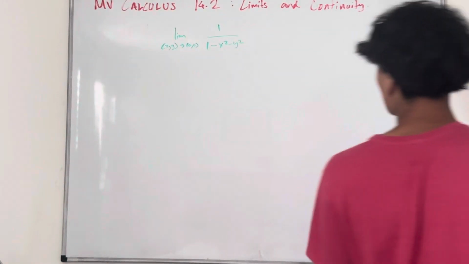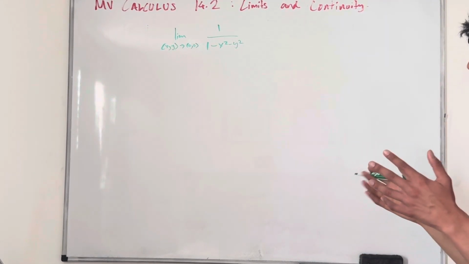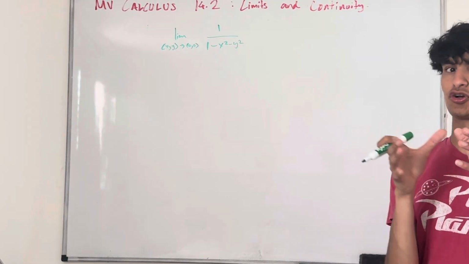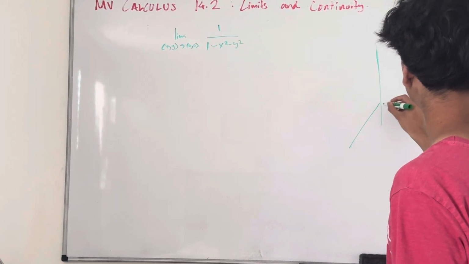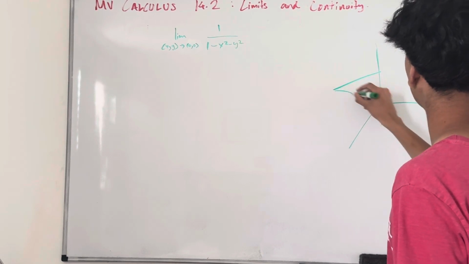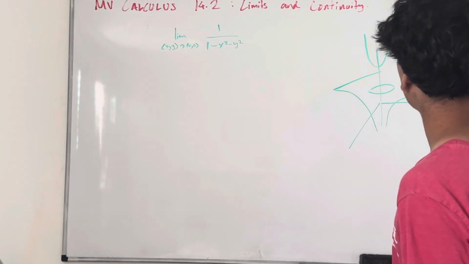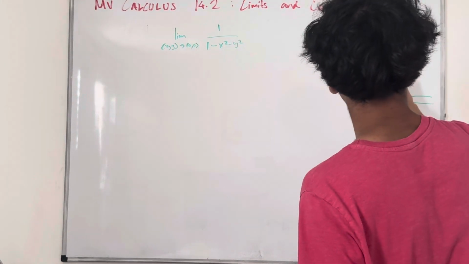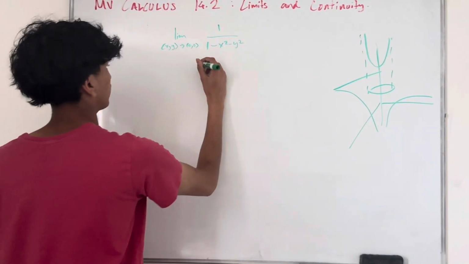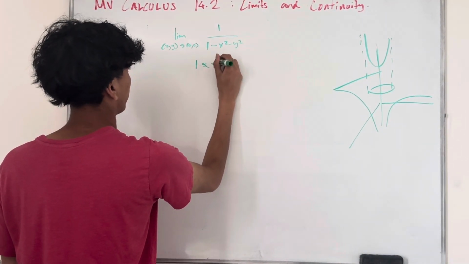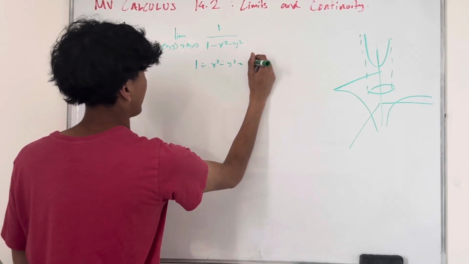Where is it going to be discontinuous? This is kind of a cool graph. It's going to be discontinuous along a circle. The graph would look something like this, where you have this circle and then all these values up here. It's like a really cool asymptote. And the reason it's a circle is because 1 minus x squared minus y squared cannot equal 0.